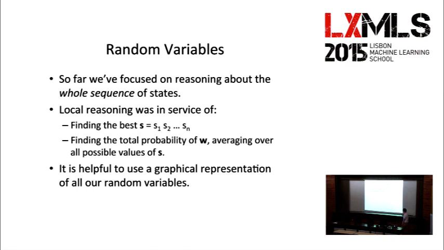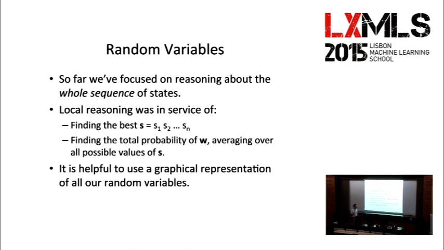OK, so we've been reasoning about the whole sequence, but now we're just going to focus on one word. We're going to do local reasoning. We were doing local reasoning before as a step in the larger procedure. But now what we want to do is think about one particular word and what the possible states are for that word. I'm doing this in part because it's interesting and in part because it lets me introduce a related topic that's quite useful.